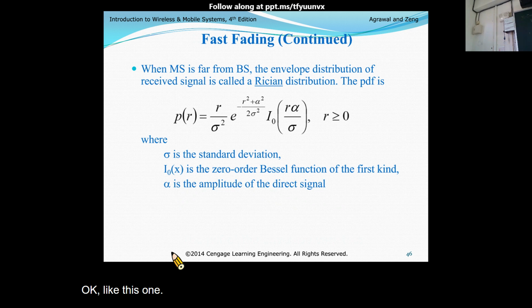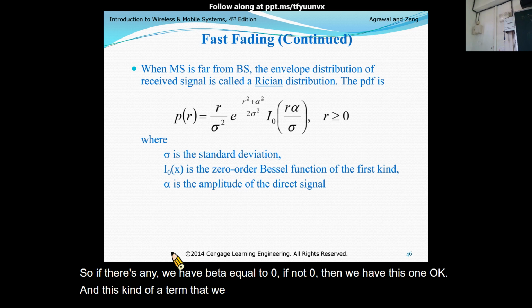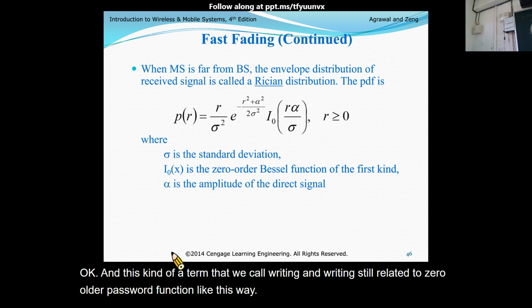So it doesn't mean we always have beta equal to 0. If not 0, then we have this one, and this kind of term we call Rician. And Rician is still related to the zero-order Bessel function, like this way. All right, so this is the Rician.